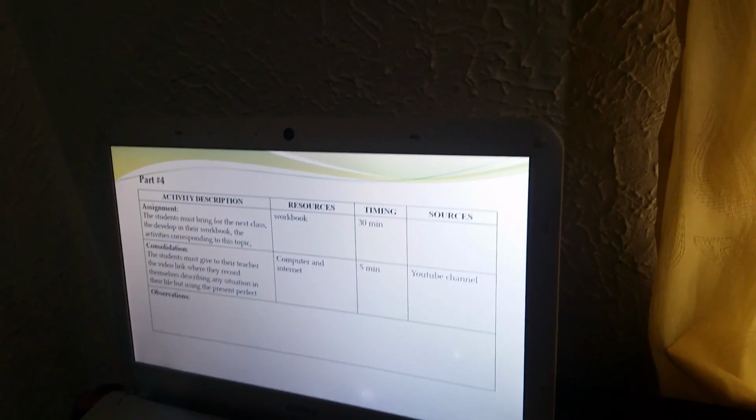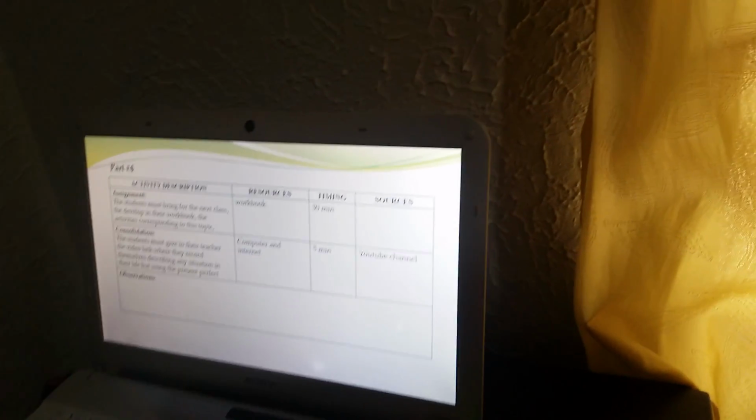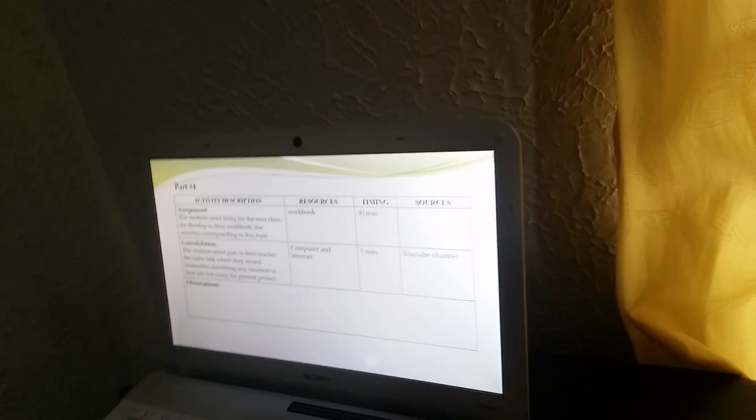Now talking about the consolidation, in this part the student must give the teacher a video link where they record themselves describing any situation in their life, but they have to use the present perfect. They can use the computer and internet to develop this activity. Here they can spend 5 minutes and use the YouTube channel as a source.